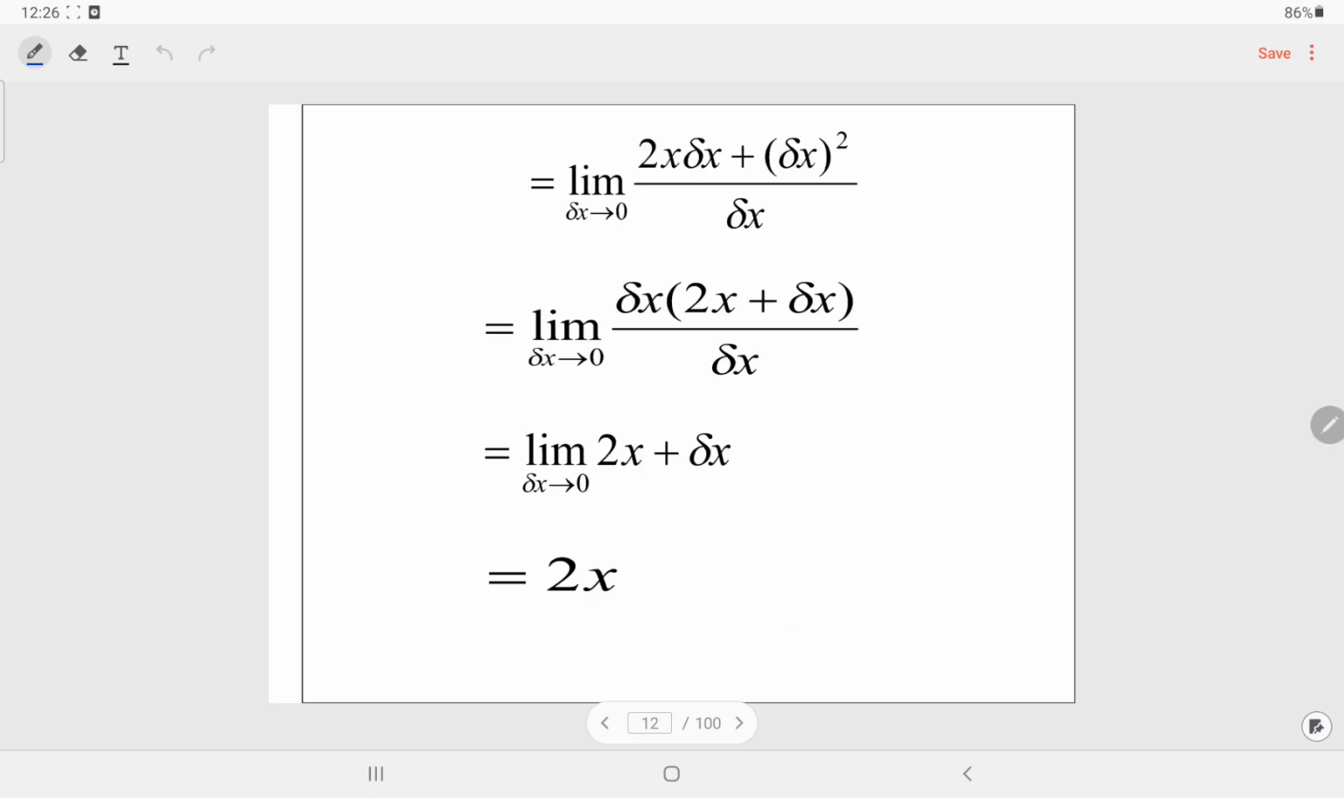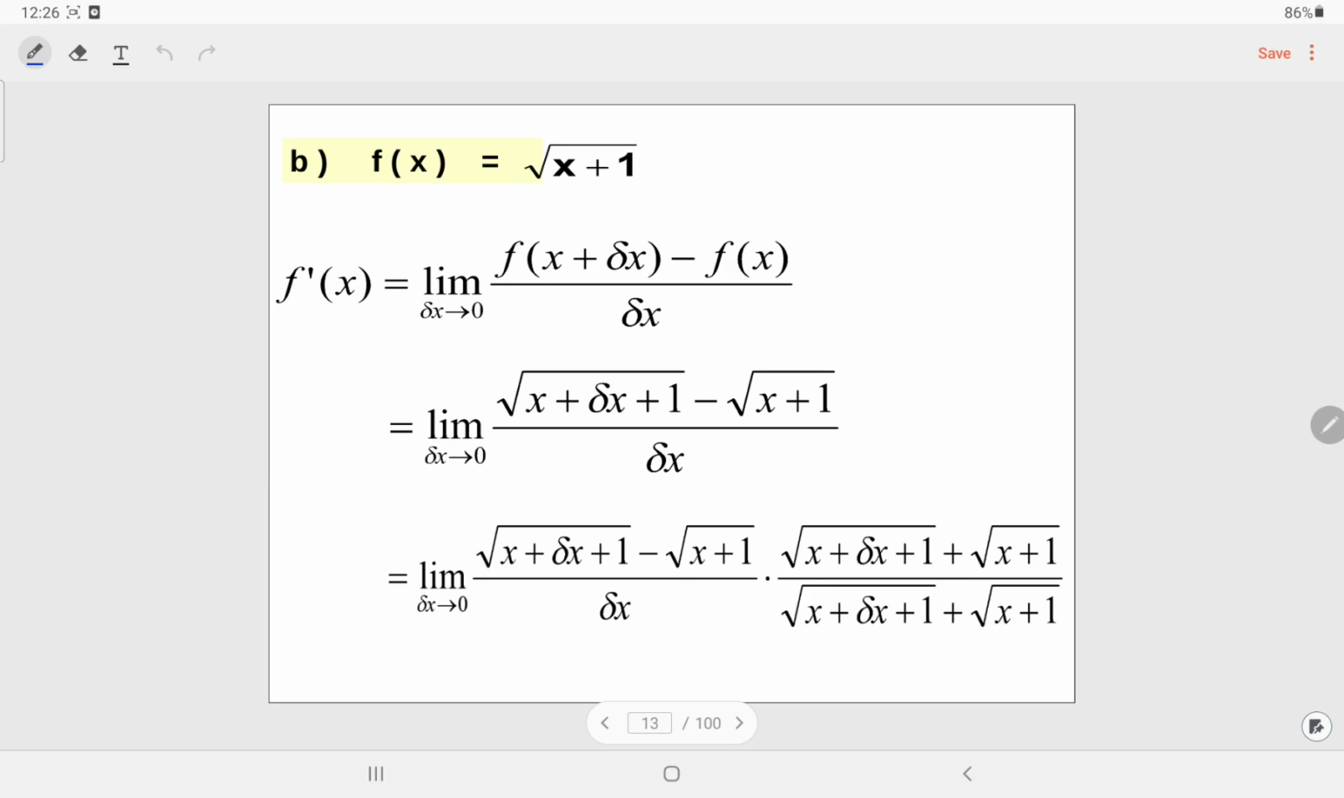We can cancel, so we get delta x. Solve, and then substitute the value of delta x into this, so we get 2x. Next, the function f(x) equals square root of x plus 1. By using the formula, this one is square root of (x plus delta x) plus 1, minus the function f(x).